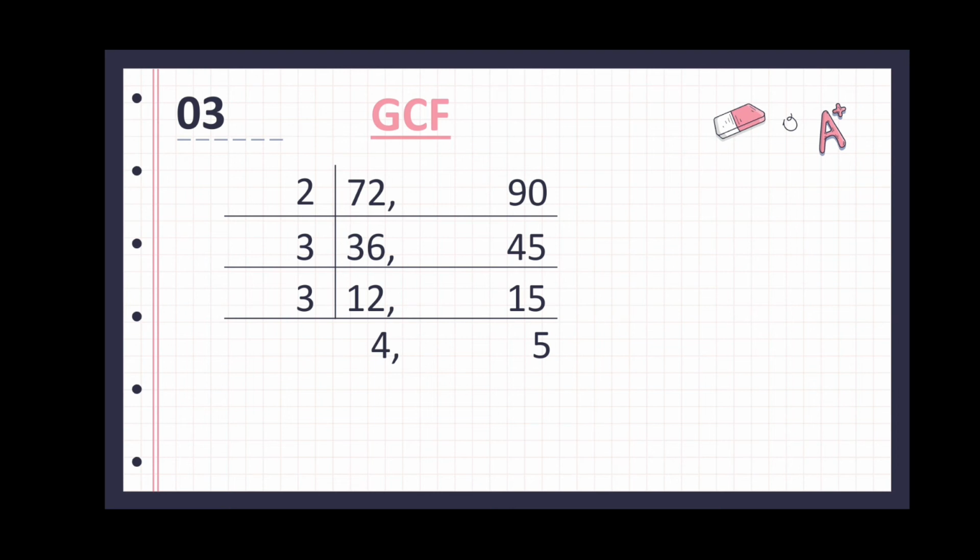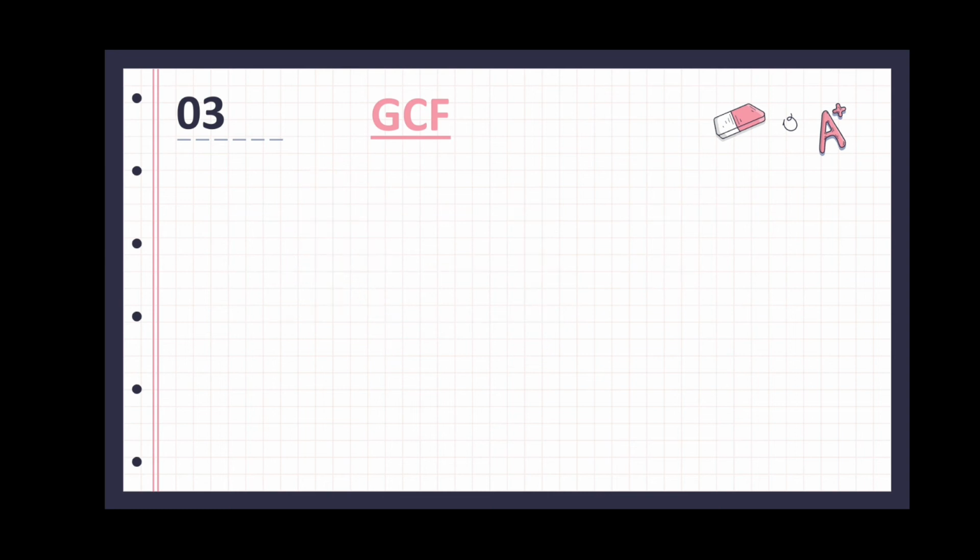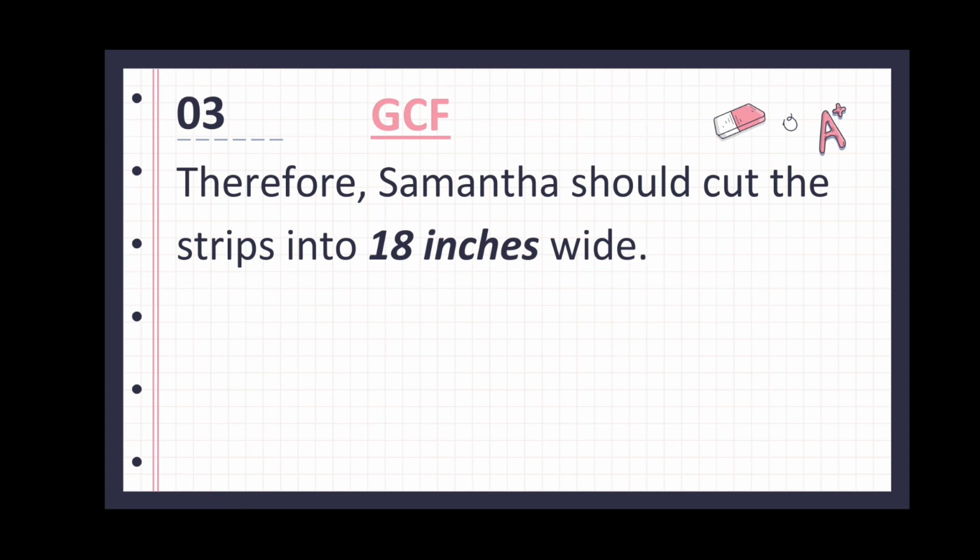Now let's multiply the common factors to get the greatest common factor. Okay, so we have 2 times 3 times 3 equals 18. Therefore, Samantha should cut the strips into 18 inches wide.